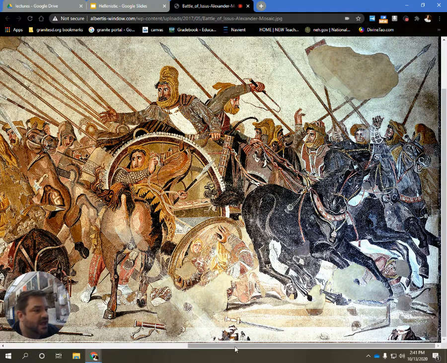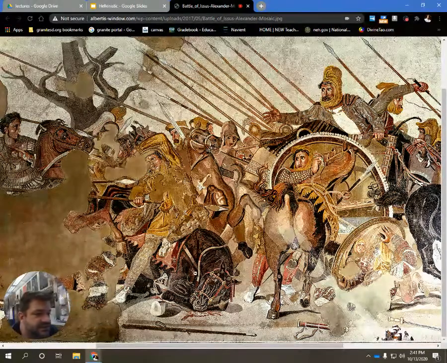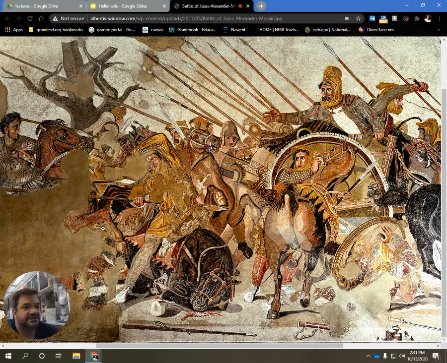This is a hot battle where horses are whinnying and running, and look at the expression on the horses' faces. They're scared. They are terrified. This guy, this poor horsey, he's dead. You can see his feet have collapsed underneath him. This one is rearing backwards and trampling, as is this one.